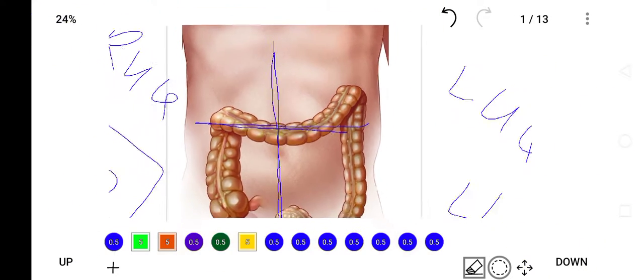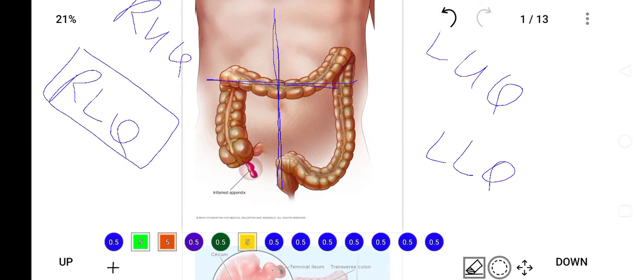Okay, so today we shall be discussing appendicitis. It is inflammation of the appendix, as the word indicates. So the patient presents with pain in the right lower quadrant.